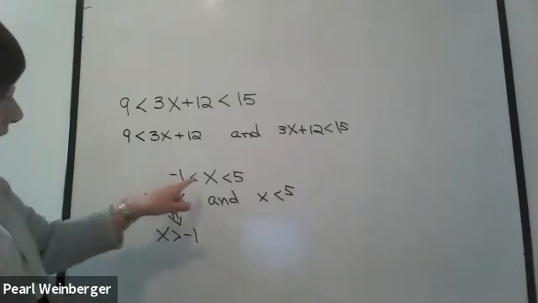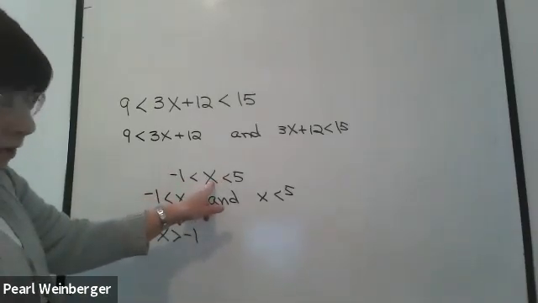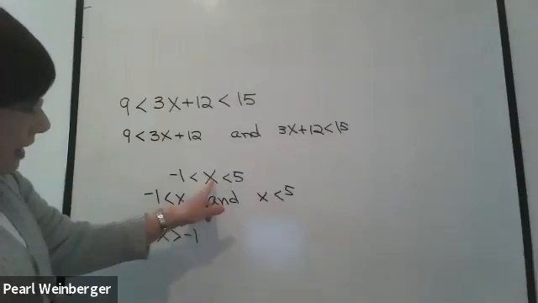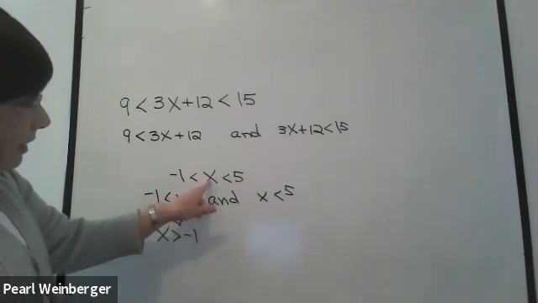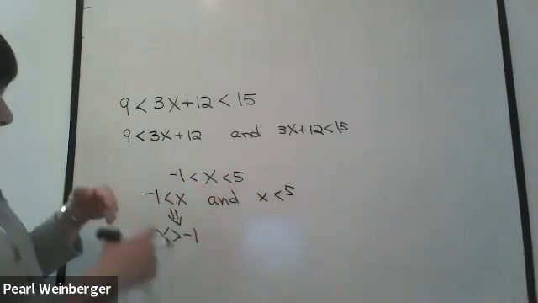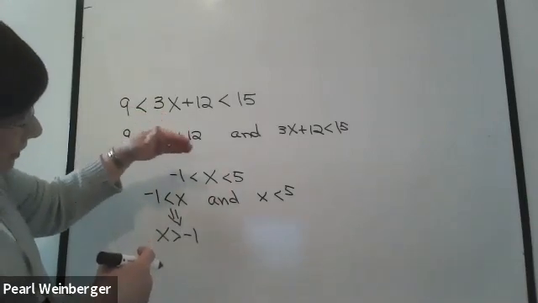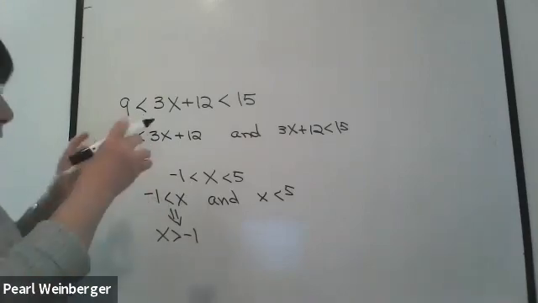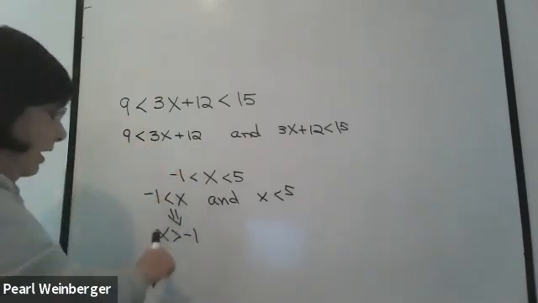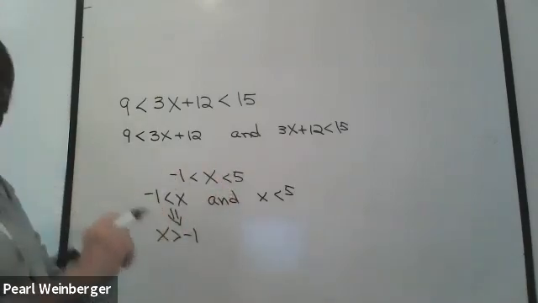When I have this double inequality, I usually read it from the middle. I say X greater than -1 and X less than 5. Yes, it's correct to write -1 is less than X, less than 5. But really what it means is that X is greater than -1 and X is less than 5.